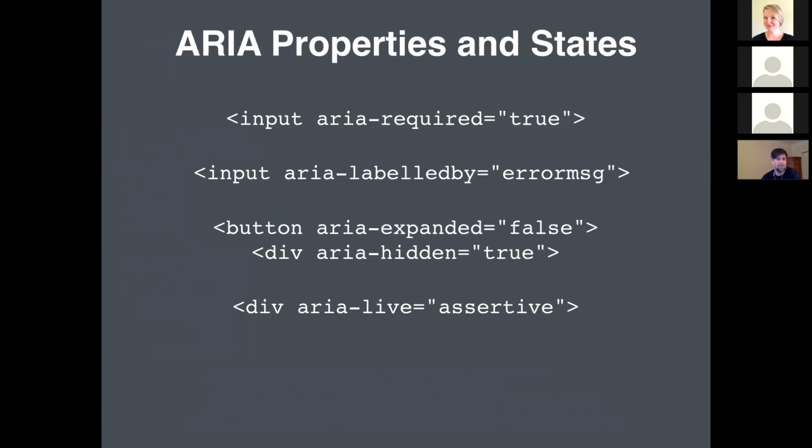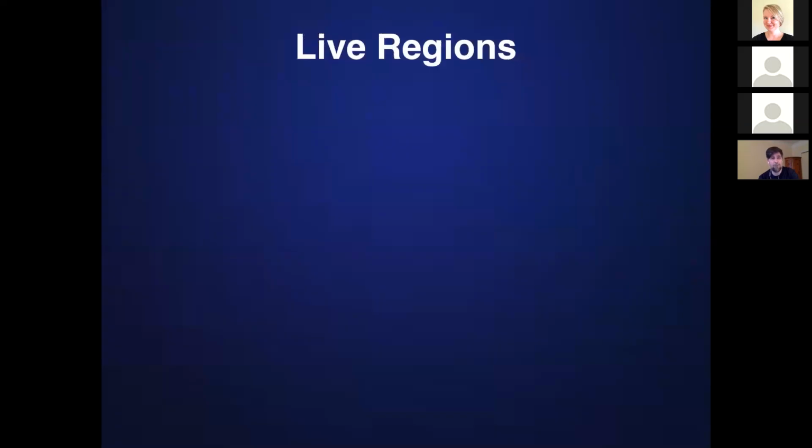You can have aria-expanded and aria-hidden attributes to hide and show areas of pages. And when you're talking about dynamic content, things that change on the page, you can use the ARIA live attribute to notify a screen reader user that something has changed in the page. And that's really talking about live regions.